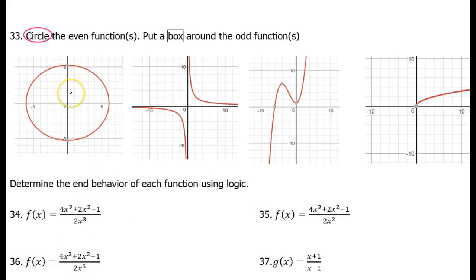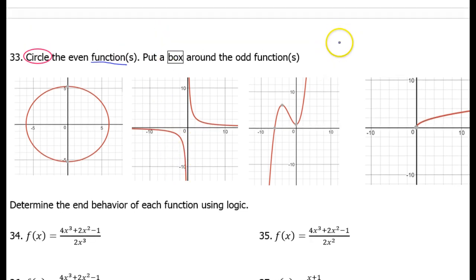Alright, let's extend our conversation of even, odd, or neither to graphs. A function is going to be even if it's a function in the first place. It has to be a function to be an even function. It'll be even if the y-axis splits it right down the middle. The classic example of an even function is the parent function y equals x squared. See how the y-axis splits this right down the middle? This is an even function.